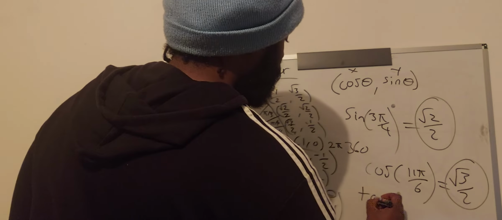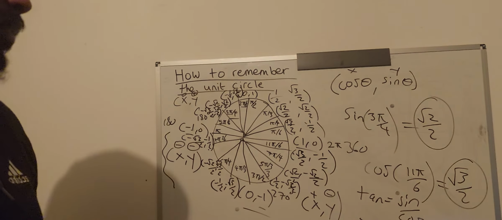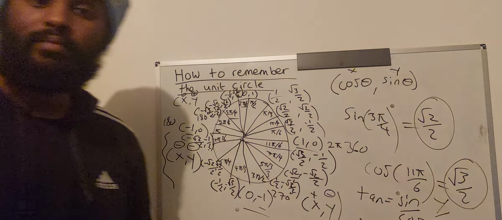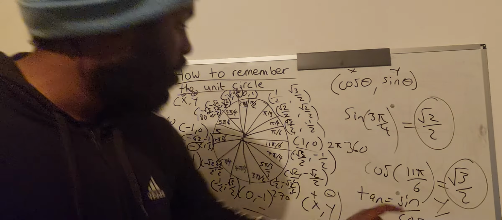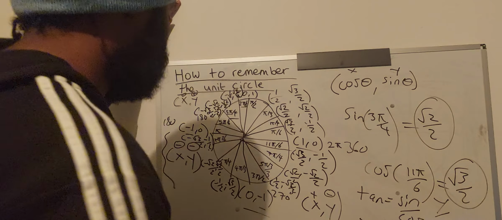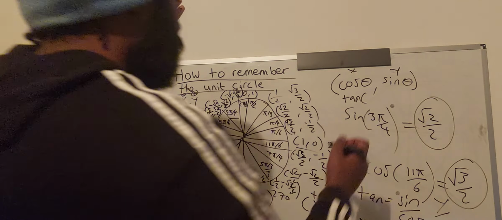Now, what if you want to find tan? Well, tan is going to be sine divided by cos. So to find tan, you really just have to divide y by x. Sine is y, cos is x. So y divided by x. Simple. Now, tan of what number do you want to find? Let's say tan of pi over 3 or something.